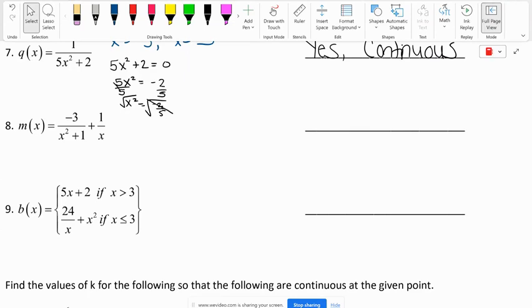Okay, is there any value for x that will make x squared plus 1 undefined? There's no value for x that will make x squared plus 1 undefined. But is there a value for x that will make just x undefined in the second fraction? Yeah, when x is equal to 0. So what does that tell us? Is this going to be continuous? No, it's not going to be continuous. Where is it not going to be continuous? At x equals 0.